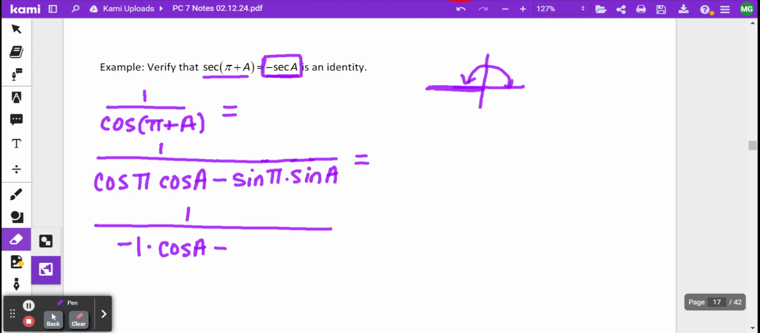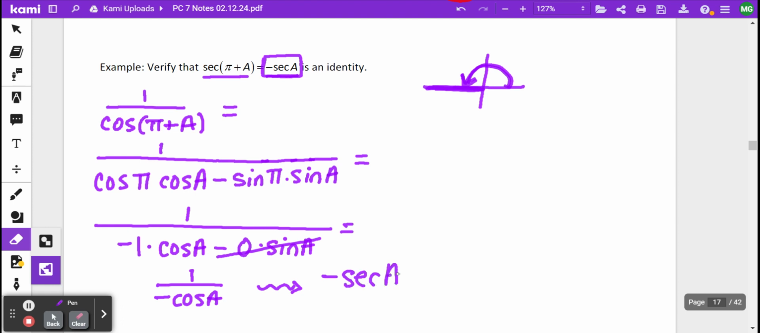Minus, all right, what's the sine of pi? Well, the height over here at pi is 0 times the sine of a. Well, 0 times anything is 0. And we essentially have 1 over negative cosine of a, which means we can bring that cosine of a to the top. In fact, we can bring all of it to the top. And what it becomes is negative secant of a equals negative secant of a.